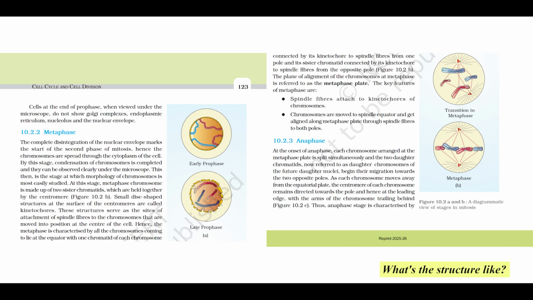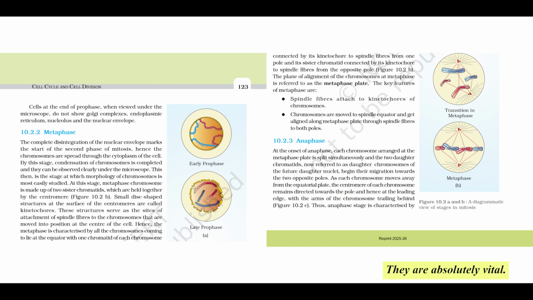What's the structure like? Each metaphase chromosome is clearly made of two sister chromatids held together by the centromere. You can see the X shape very clearly. Now, a really important structure for NEET. On the surface of the centromeres are small, disc-shaped structures called kinetochores. Kinetochores. Okay, what do they do?